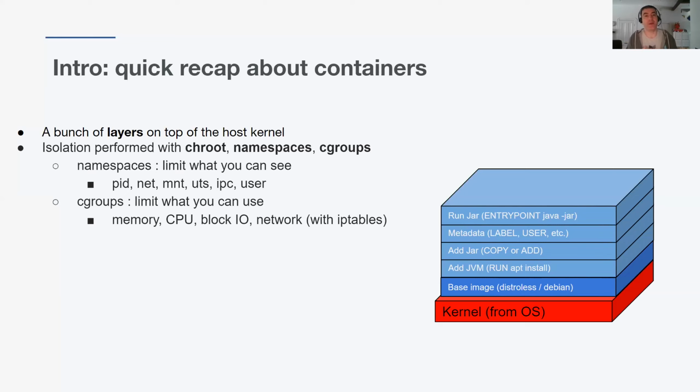You can limit the available memory to 1 GB for your container, for example, to your process running in your container. You can also limit CPU, IO, and network.